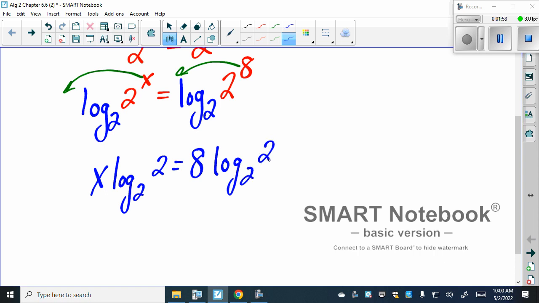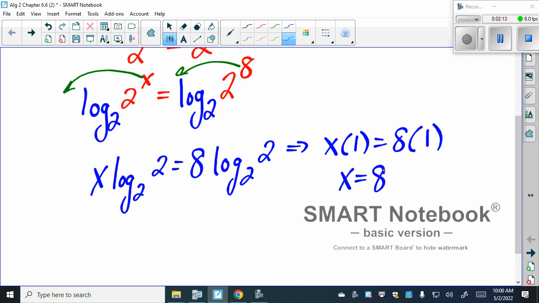One of the properties that we covered is whenever the base and what's inside the logarithm are the same, it simplifies to 1. So really what this is saying is that we have x times 1 is equal to 8 times 1, or x is equal to 8. It simplifies out. That's why if the bases are the same, the exponents have to be also. We're using this property here.